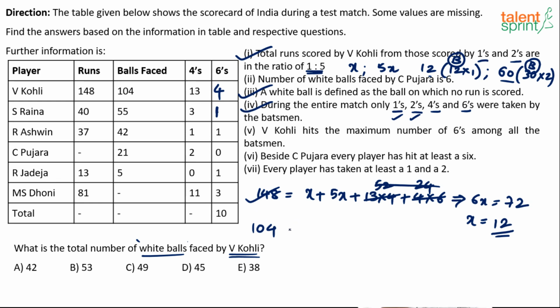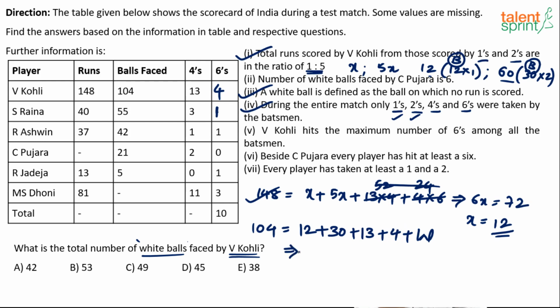Now the number of balls equation. 104 should be equal to what? Number of balls on which he has taken singles, so 12 balls. Plus number of balls on which he has taken 2s, 30 balls. Plus if he has scored 13 4s, of course he has faced 13 balls there. And if he has scored 4 6s, he has faced 4 balls there. Plus the number of white balls. Let us assume the number of white balls is W. Do the calculation. So 12 plus 30, 42. 42 plus 13, 55. 55 plus 4, 59.